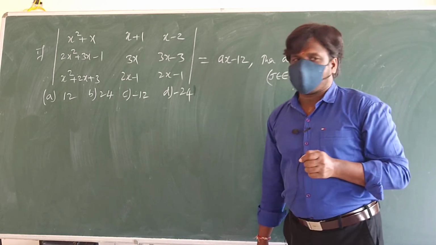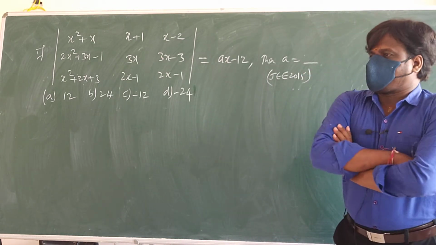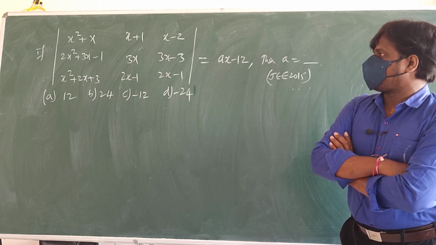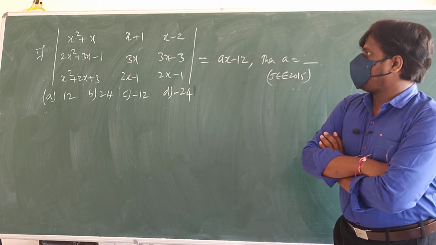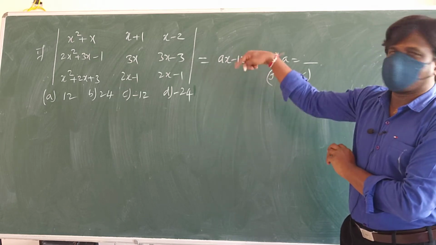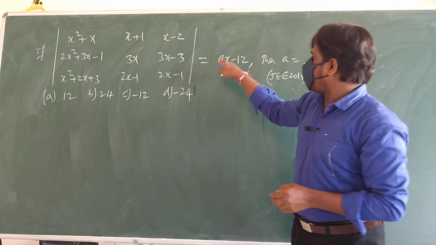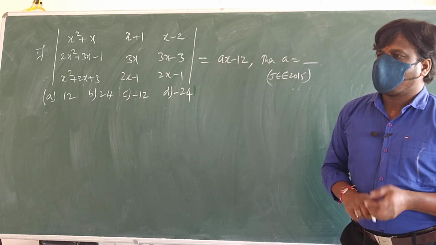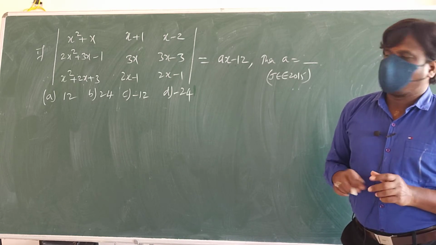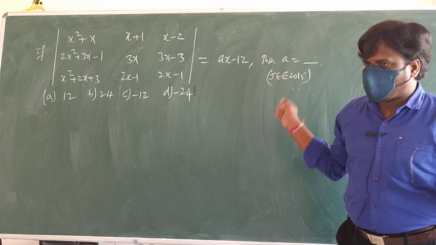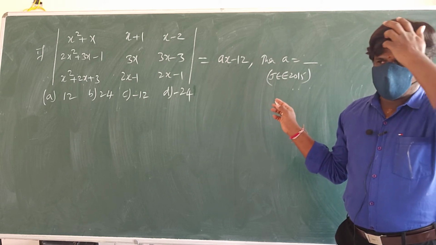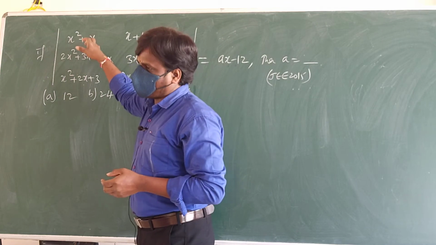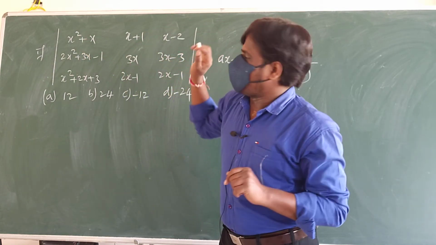We are discussing shortcuts. So what is given? The determinant of this matrix is given as ax minus 12. What you have to find is the value of A. So how to find it? See, if you do elementary transformations, it takes time. What you have to do here is try to make a 1, 0, 0 combination. So what do you do here?